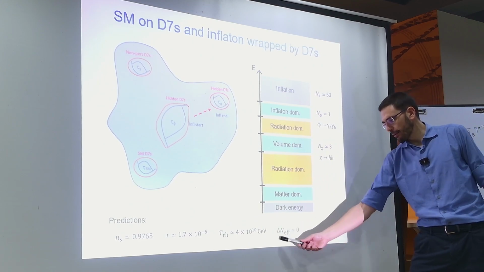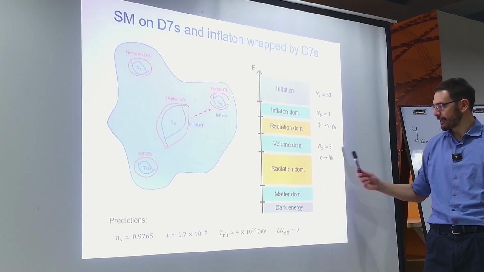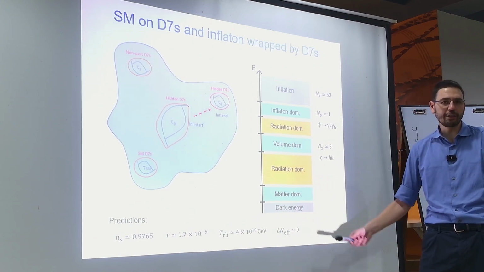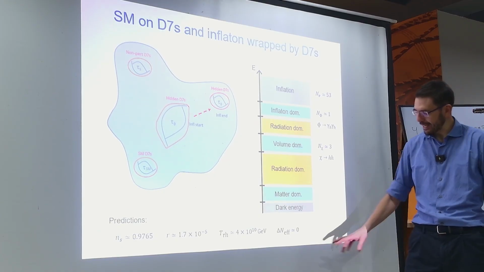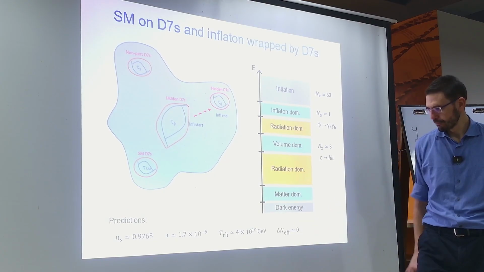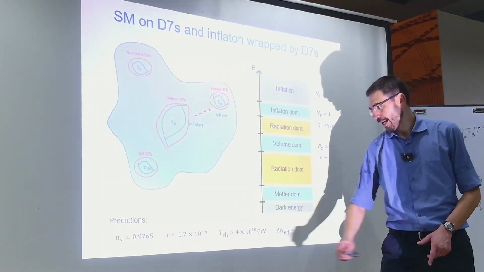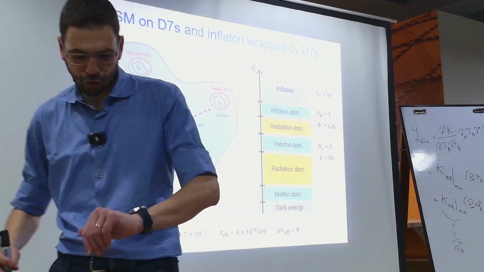And in this case, basically, given that the last decay is mainly into Higgses, you don't produce any dark radiation. So one has to match Planck data where delta N_eff is 0. And this match is pretty good. And that's the prediction for the tensor to scalar ratio.